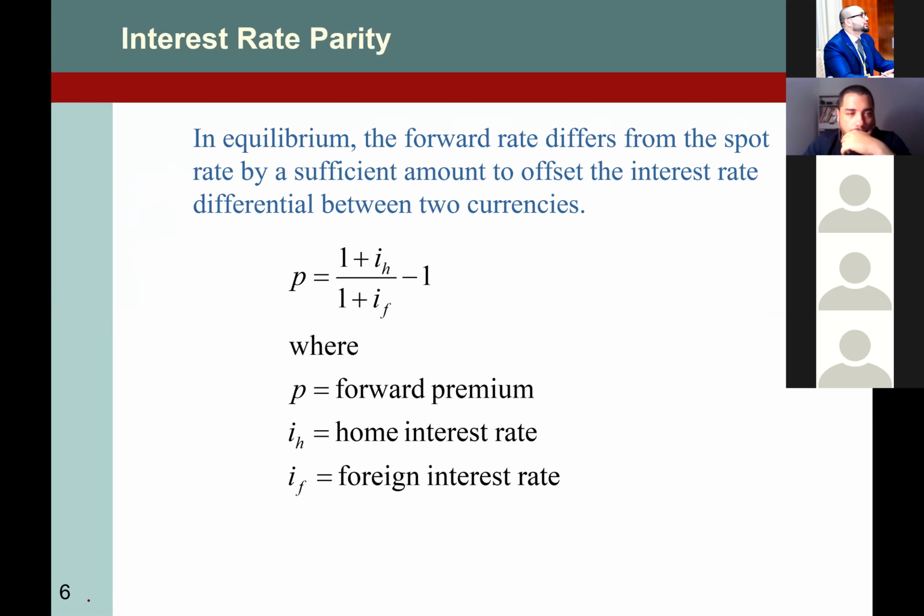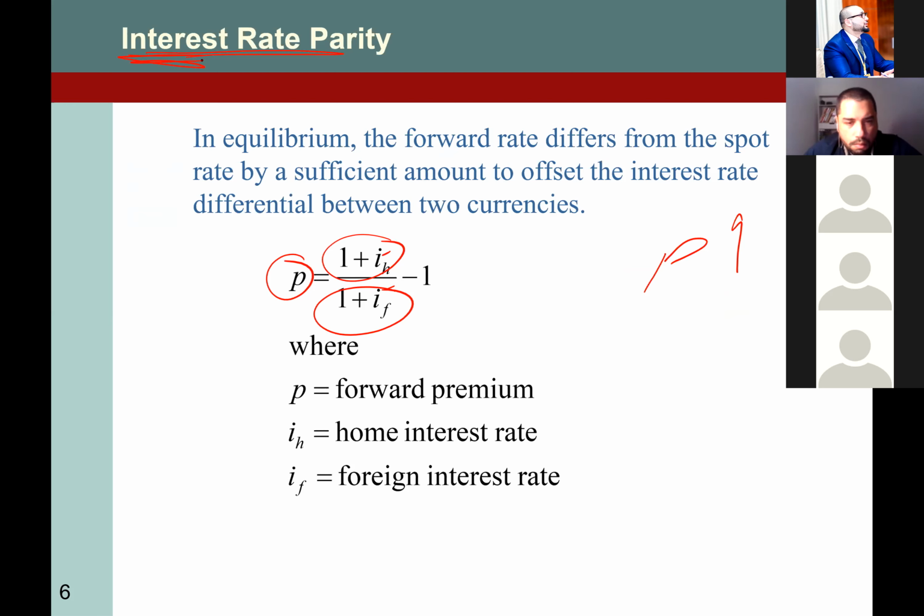Then we talk about interest rate parity, and we said that the country which has the highest interest rate, its forward premium would be higher, right? So for interest rate parity, the formula is the forward premium is equal to 1 plus the home country interest rate divided by 1 plus the foreign country interest rate, where I means interest rate, right? Not the inflation, it's interest rate.